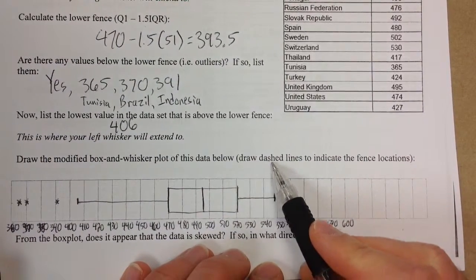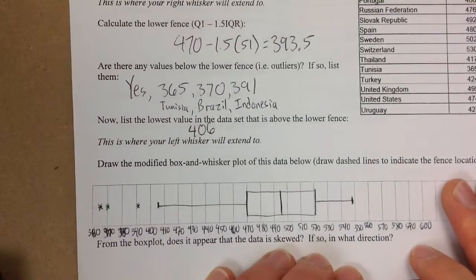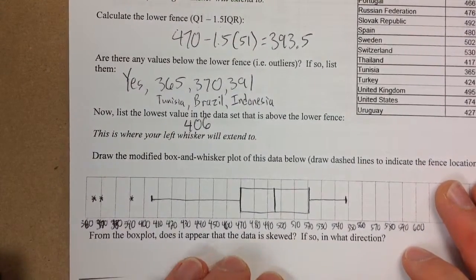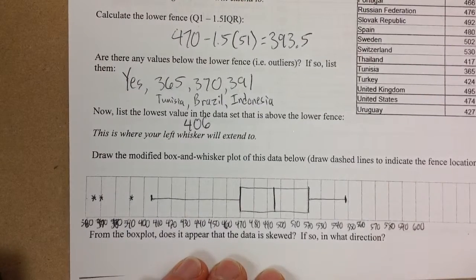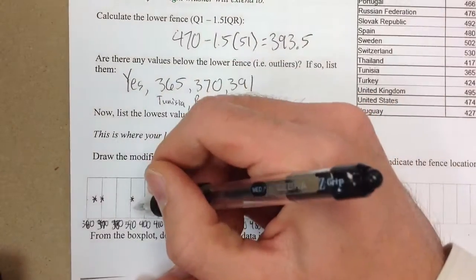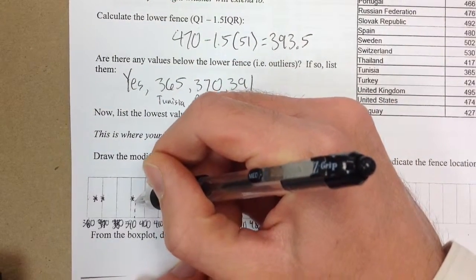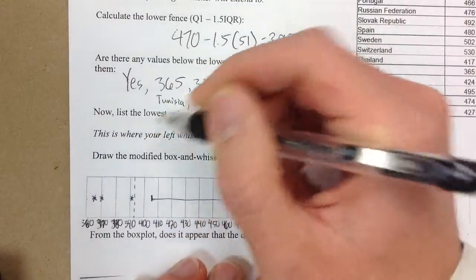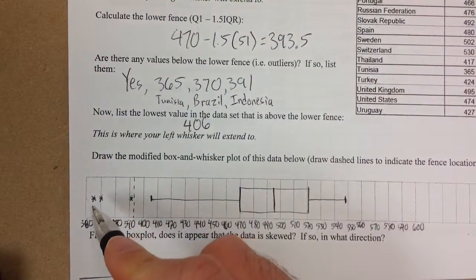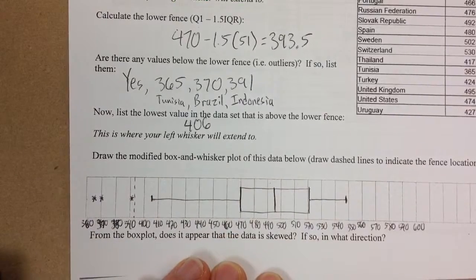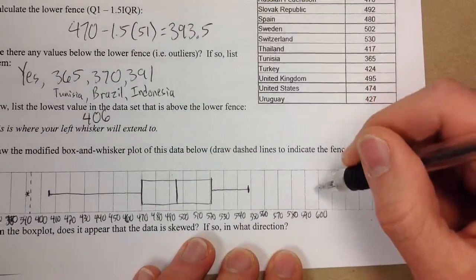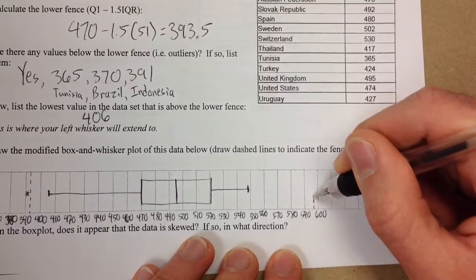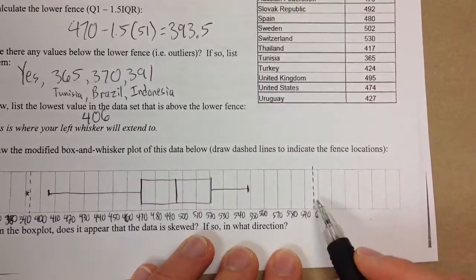And I also said draw dashed lines to indicate the fence locations. I want you to get a graphical sense of the fences. However, it is not necessary, like on one of my tests or on the AP exam, to draw these dashed lines. So my lower fence is 393.5. So about there. So as you can see, everything that's below that is an outlier. And then on the upper end, the fence was 597.5. Okay, so anything that's above that is an outlier.